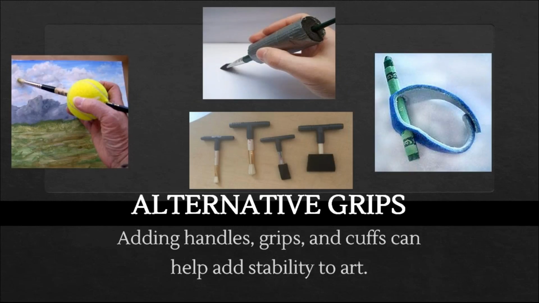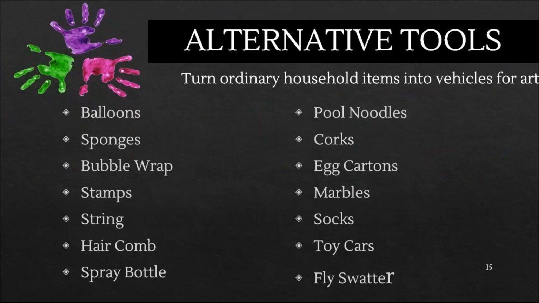And then grips: adding a grip to a paintbrush or a crayon can be very helpful, and you can get really creative with using Velcro to make a cuff, or an old hair curler can be an interesting foam cuff or grip, and then a tennis ball. What you use all depends on the person's motor and muscle coordination.